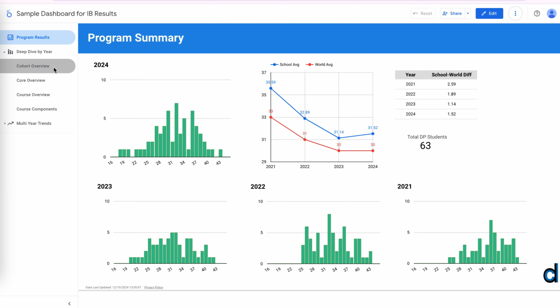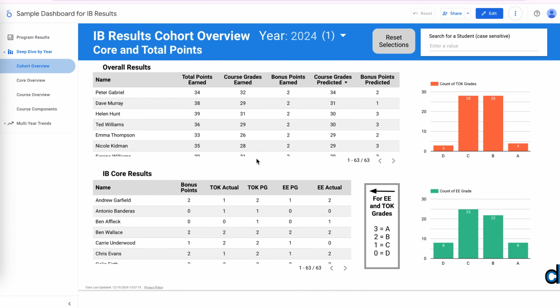That starts with the cohort overview. The cohort overview gives you all of your students with the total points that they earned, the points that they earned from their courses, and the points that they earned from their bonus. And then we also have a comparison of what the predicted values for each of those were. We've got a breakdown of the bonus points, where it came from with TOK and EE. And then we also have a distribution of these values for the TOK and for EE.